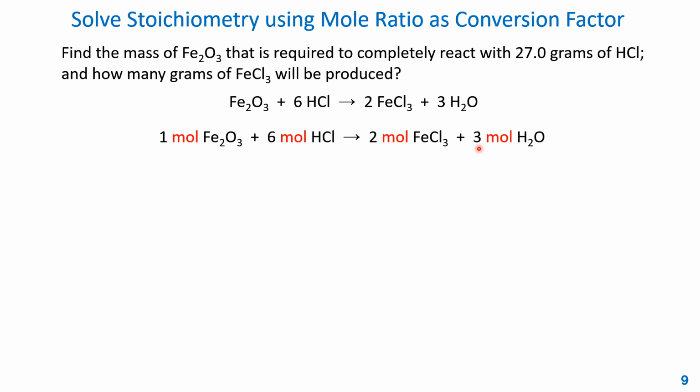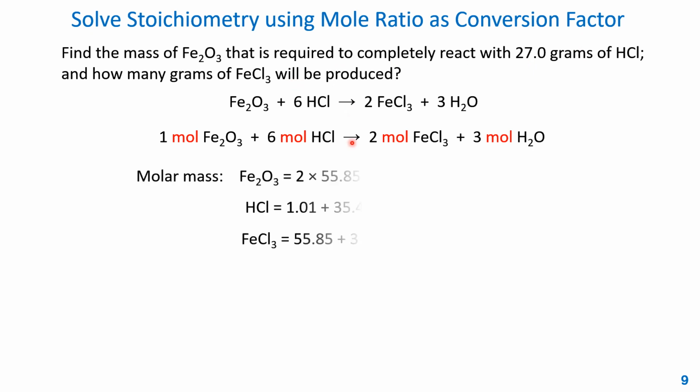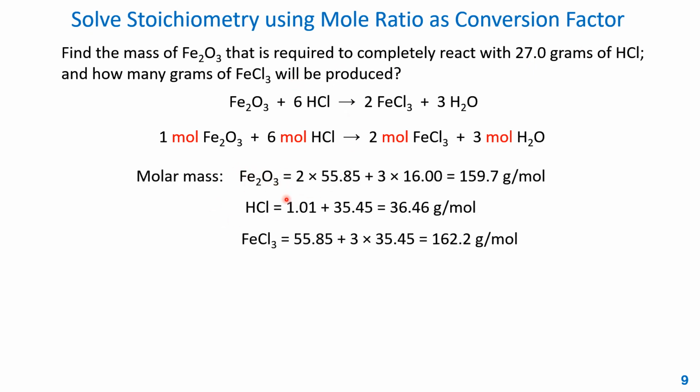And then since we have all the mass given and the question asks you to calculate the mass, we need the molar mass of these 3 chemicals. The first one is the iron(III) oxide, 2 iron plus 3 oxygen, 159.7. Molar mass of hydrogen chloride, first hydrogen, second chlorine, so it's all 1, so that's 36.46. The molar mass of the iron(III) chloride is 1 iron and 3 chlorine, so that's 162.2.